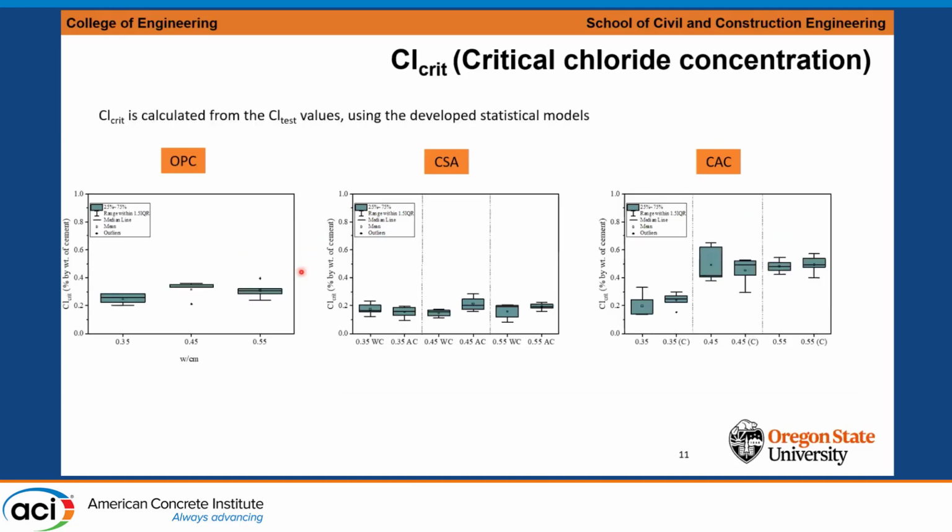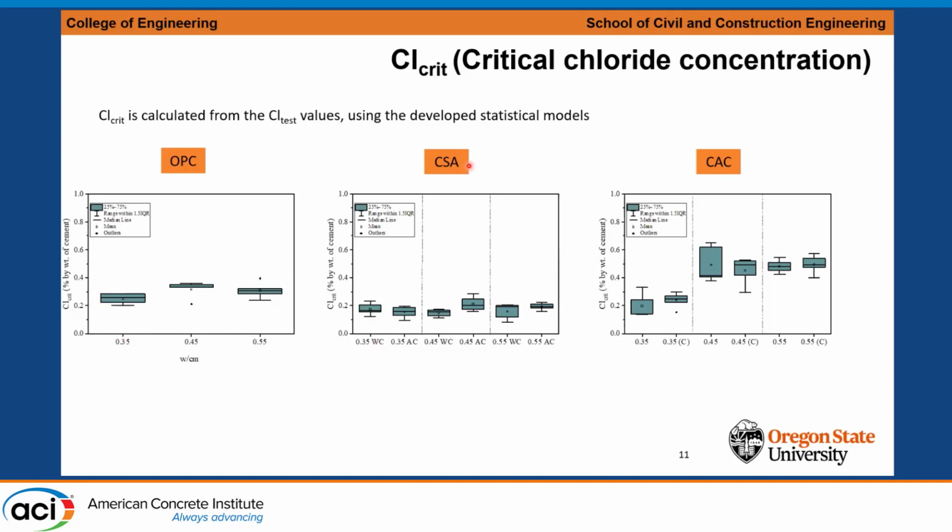All right, so finally, I'm coming to the CL crit values here, which is the critical chloride concentration. And as I just mentioned earlier, the CL crit values that I'm showing here are calculated from the CL test values, which I showed in the previous slide, using the developed statistical models. And again, I have three plots here, one for OPC, one for CSA, and one for CAC. And you can see here that the critical chloride concentration of OPC specimens across all water cement ratios are ranging anywhere between 0.2 to 0.4.